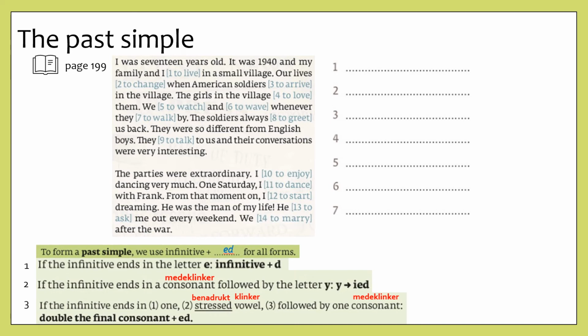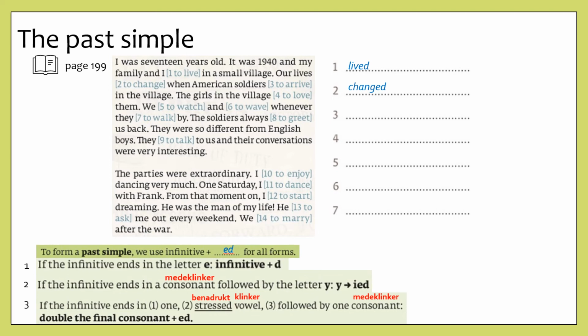I was 17 years old. It was 1940 and my family and I lived in a small village. So live becomes lived. My infinitive ends in an E. I just have to add a D. So that's rule number 1, spelling rule number 1. Our lives changed. Same rule applies there.